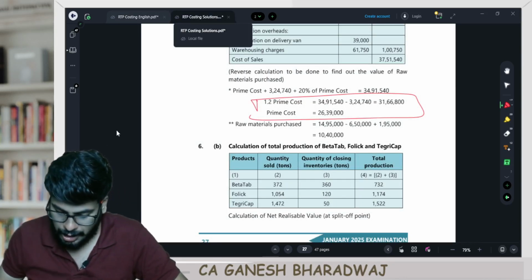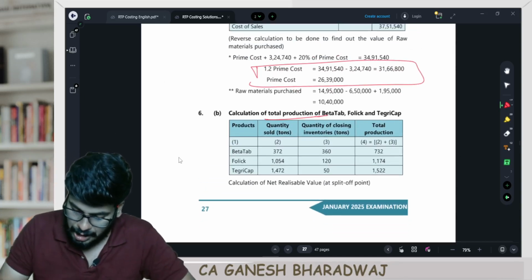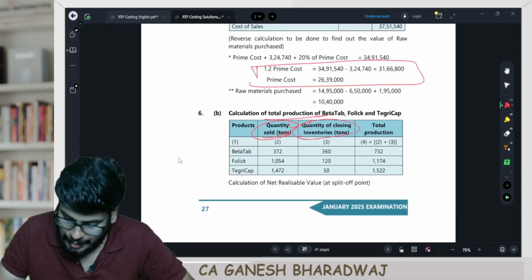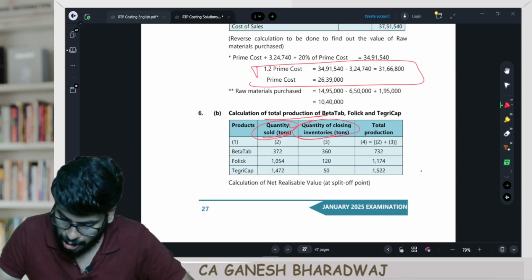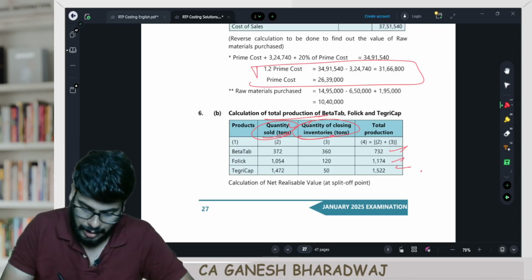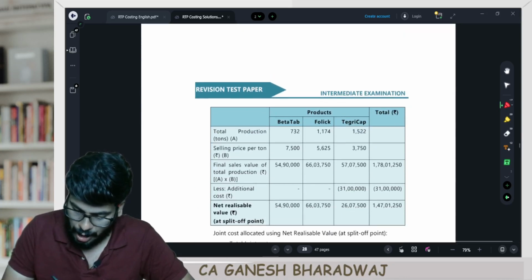Now, look at this. Number one, calculation of total production. So, product wise, they have taken the total quantity sold, add the closing inventories. If opening inventory is there, you will subtract that also. You will get the total units produced. Are you clear with this? Now what they have done, they have just gone ahead to calculate the NRV at split off point. How would they do that?